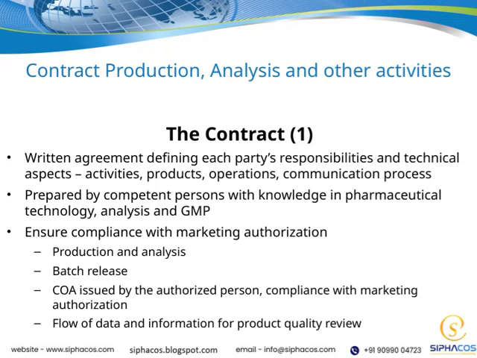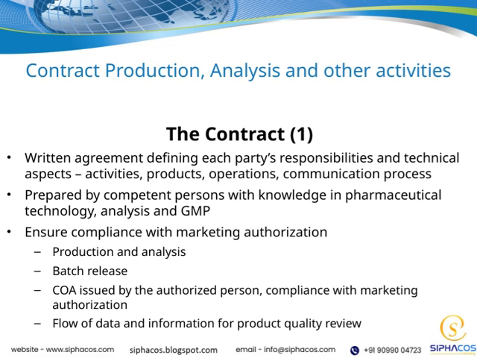Now, let's take a closer look at the contract, which is a fundamental element in our quality and compliance framework. This written agreement clearly defines the responsibilities of each party involved, ensuring everyone understands their roles. It also covers the technical aspects, including activities, products, operations, and communication processes. It's important to note that the contract should be prepared by competent persons who have solid knowledge in pharmaceutical technology, analysis, and GMP, good manufacturing practice. This helps guarantee that all technical and regulatory requirements are properly addressed from the outset.